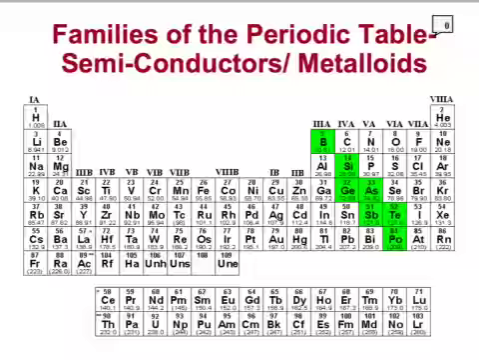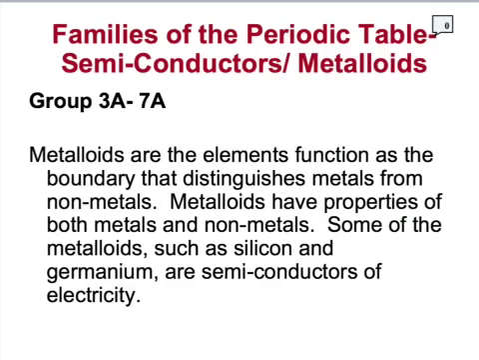Here you'll see the semiconductors, or what we call metalloids, on the periodic table. Label these in your packet. Metalloids can be found in groups 3A through 7A, and they function as a boundary that distinguishes metals from nonmetals. They have properties of both metals and nonmetals, and some metalloids, such as silicon and germanium, are semiconductors of electricity.